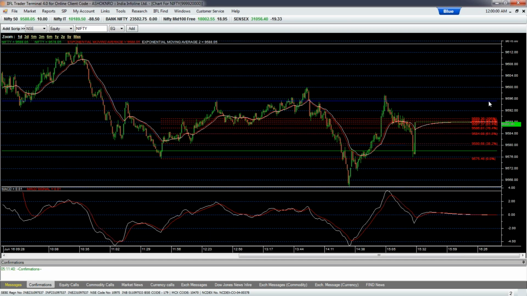It met our first target intact. It has not given us any bad movements. At the target it retraces and afterwards comes down. So now when it hits our target, if you have to wait for the next target, what you will do is you will move this stop loss which you had placed somewhere around here.